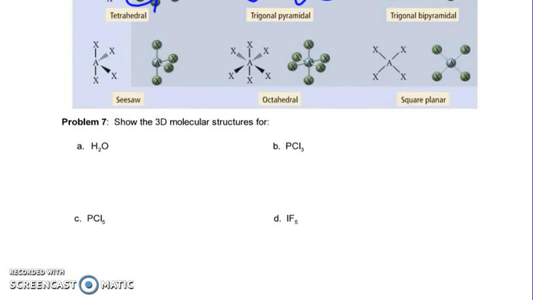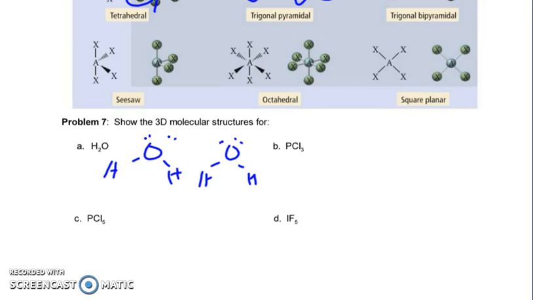It says, show the 3D molecular structures for each of the following. So if I have H2O, do you remember what that was? Here I have oxygen with 2 lone pairs and 2 bonding sites. That is bent, so it has 3 points. So if I were to do that, I have solid lines.